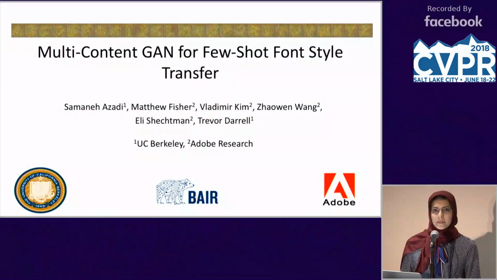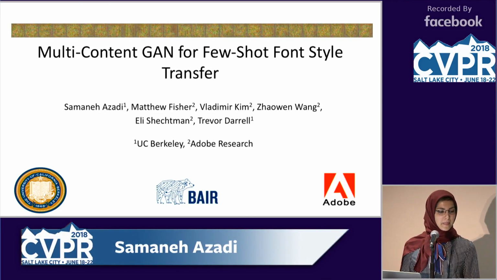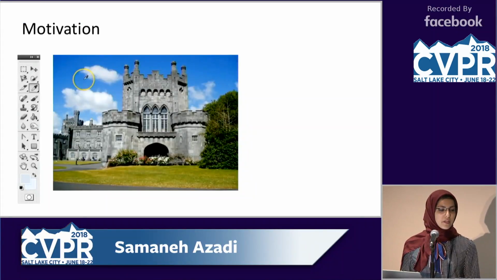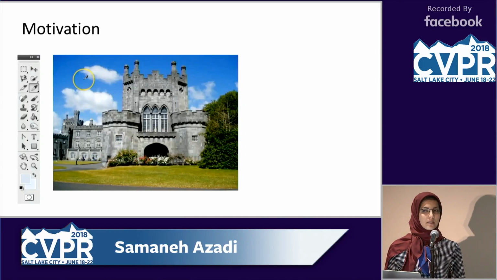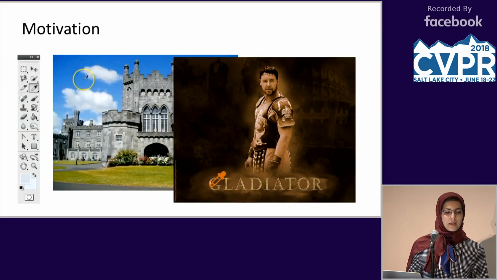Good morning, I'm Samaneh Azadi from UC Berkeley, and I want to introduce our Multi-Content GAN for few-shot font style transfer, a joint work with Adobe Research. Our motivation is to have a tool similar to the Photoshop Color Dropper but for fonts, where we can take a sample from the font of a printed word like gladiator and generate any arbitrary word like gluten-free with the same style.